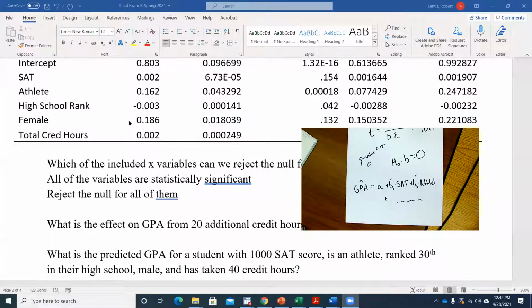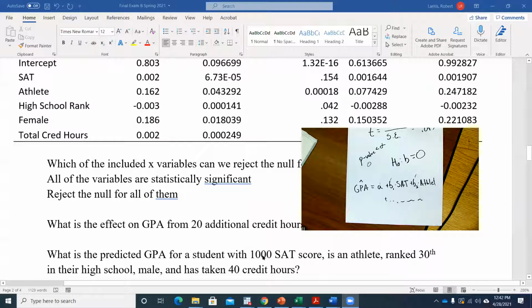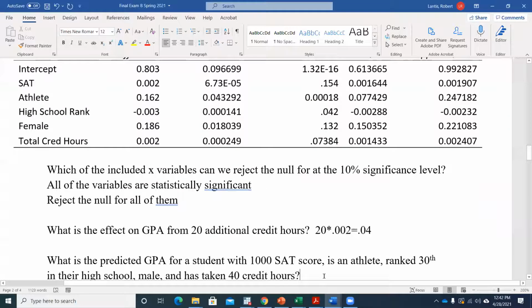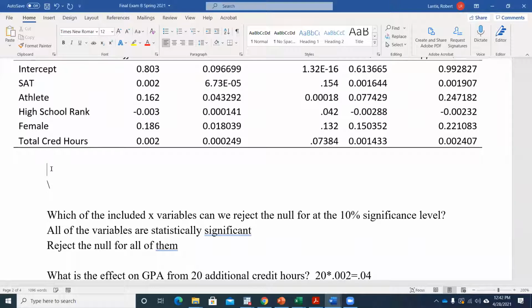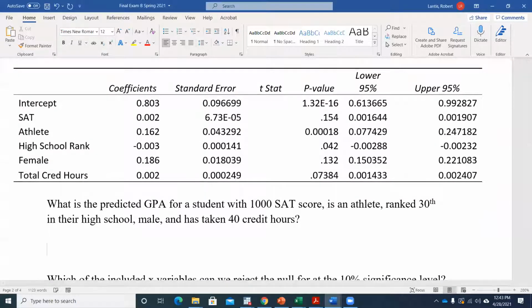So if I'm looking here, all I would do is take 0.002 and multiply that by what they got in the SAT, so 0.002 times 1,000. Wish I could get this all in one line here. I'm going to cut this so I can easily show this to you guys. Okay. So all I'm going to do is take that coefficient on SAT, 0.002, multiply that by 1,000. Add to that the coefficient on athlete, 0.162. This person is an athlete, so they would have a 1 there for that binary, or dummy, variable.